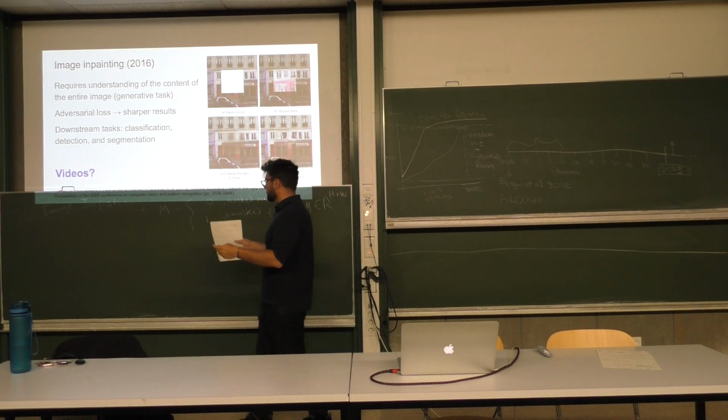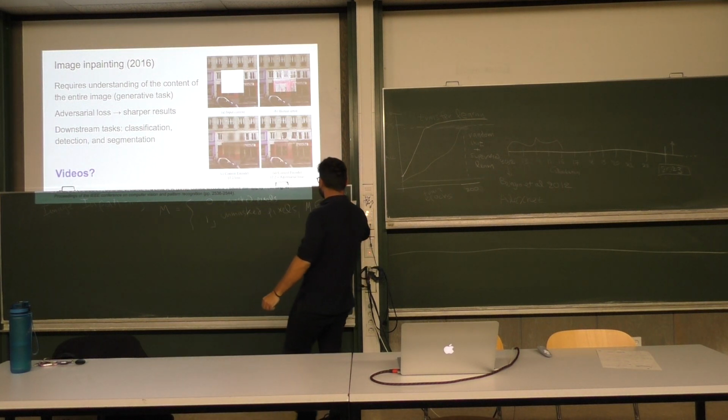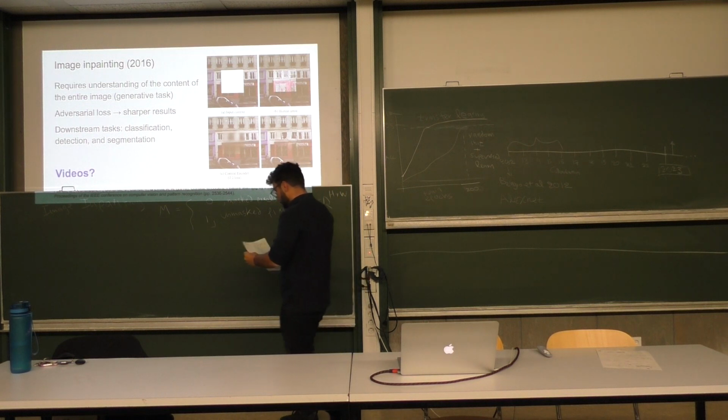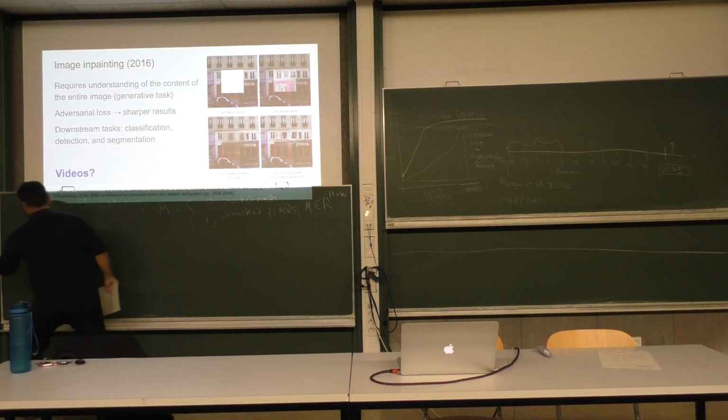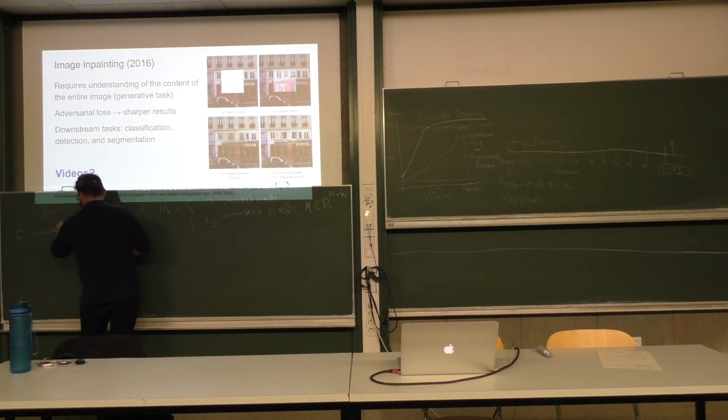We have the same shape as the image. H is the height and W is the width. Then we have an encoder, in this case let's say a U-Net, a right encoder, and we have a D.